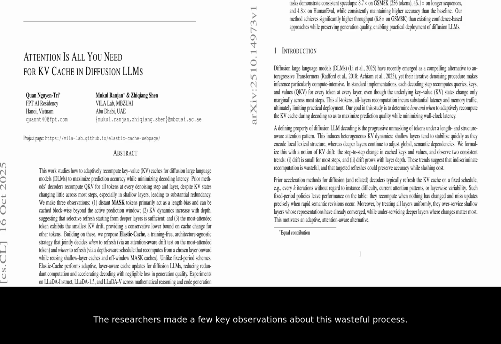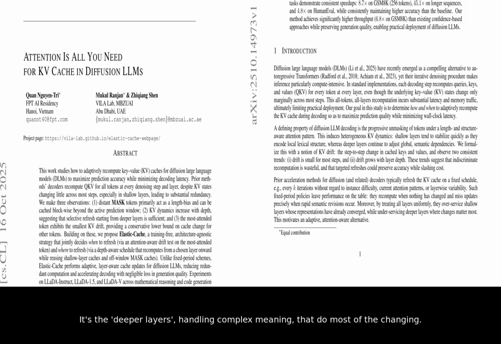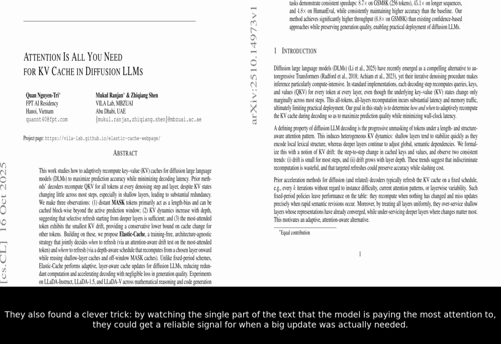The researchers made a few key observations about this wasteful process. First, they realized that the AI's shallow layers, which handle basic structure, figure things out quickly and don't change much. It's the deeper layers, handling complex meaning, that do most of the changing. They also found a clever trick. By watching the single part of the text that the model is paying the most attention to, they could get a reliable signal for when a big update was actually needed.